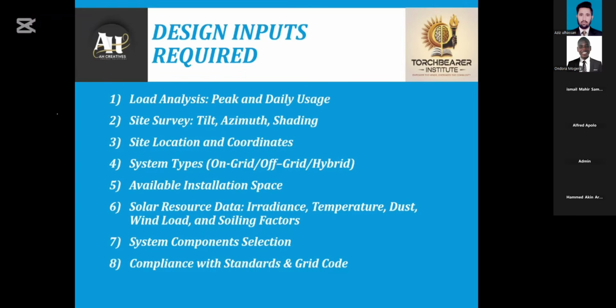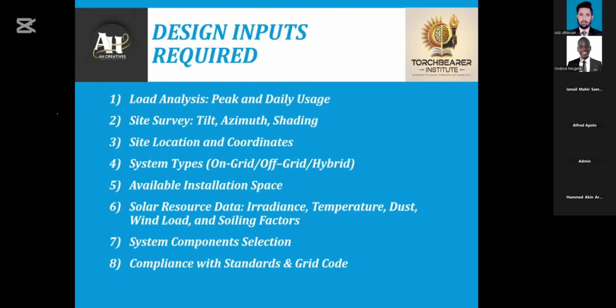So we have talked about also the solar resource data. That is when you talk about irradiance, temperature, dust, wind, and solar factors. For example, irradiance is the intensity of the sun falling on that location. And irradiance is very important because you know that solar panels produce electricity through the amount of sun that falls on them. So if we have low irradiance, it means low power output. But if you have high irradiance of 1,000 watts per square meter, it means that location has a proper irradiance for solar energy output.